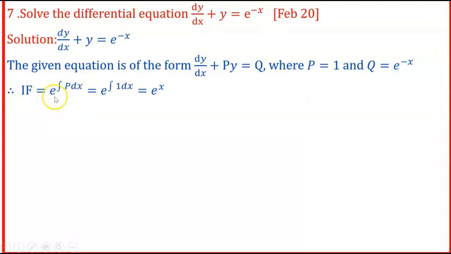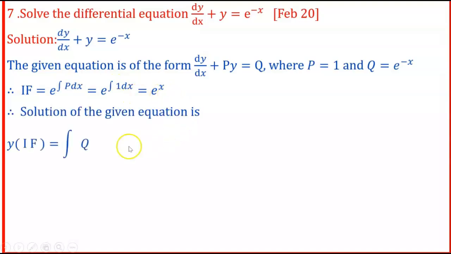IF is equal to e raised to integral P dx. That is e raised to integral 1 dx, which is equal to e raised to x. Therefore, the solution of the given equation is y into IF is equal to integral Q into IF dx plus c. Y into IF is e raised to x. Y into e raised to x is equal to integral Q. What is the Q here? E raised to minus x, IF is e raised to x, dx plus c.